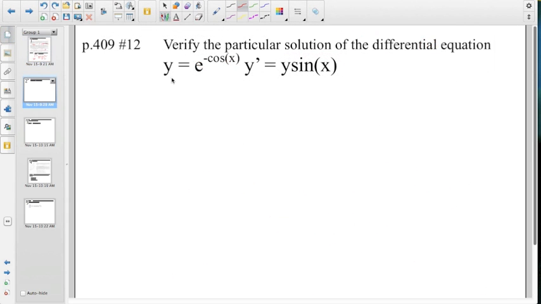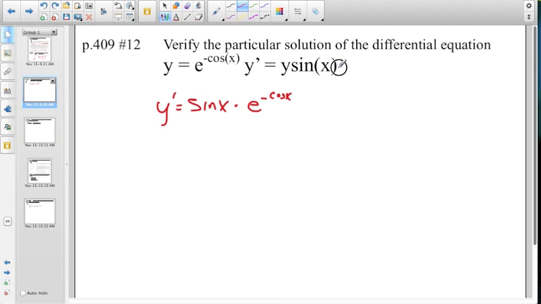Another example that's really similar is verifying that this is a solution to this differential expression. So we have the expression for y. We need an expression for the derivative of y. Taking the derivative of this, we're going to use the power rule. If we do a u substitution here, we can take the derivative of negative cosine x, that's sine x, times e to the minus cosine x.